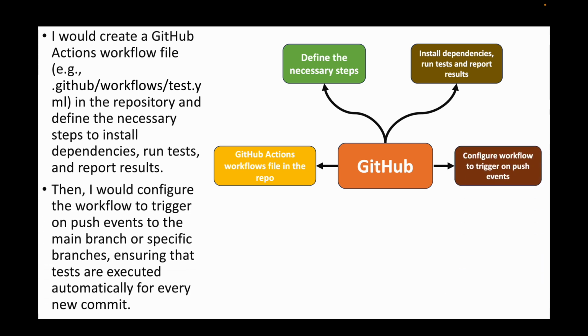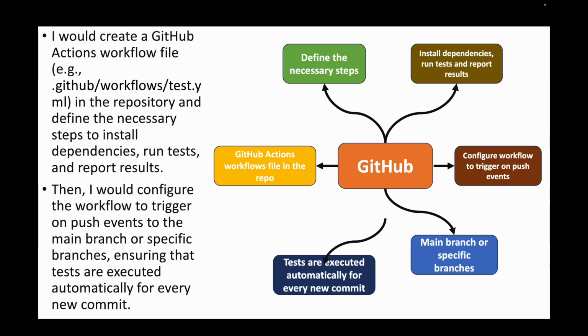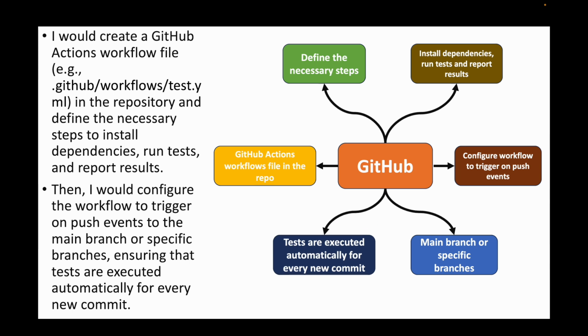Then we can also configure the workflow to trigger on any push events. All right. Now, these push events can be targeted to the main branch or any specific branch that you want, and this will ensure that the tests are executed automatically whenever there is a new commit to the specified branch. So that way we can automate your GitHub Actions workflow.